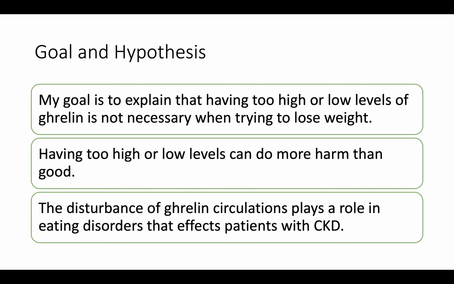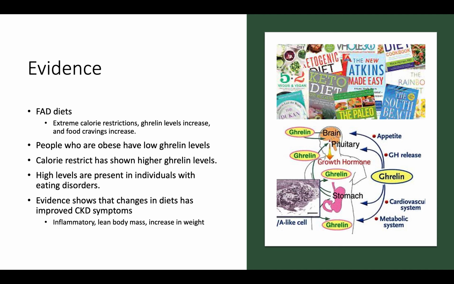The disturbance of ghrelin circulation plays a role in eating disorders that affect patients with chronic kidney diseases. When taking part in fad diets or extreme calorie restrictions, one's ghrelin levels increase, and food cravings also increase. People who are obese tend to have lower ghrelin levels, while individuals who are more restrictive with their calorie intake have higher ghrelin levels. High levels are present in individuals with eating disorders and chronic kidney disease.